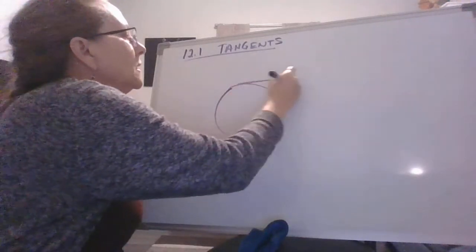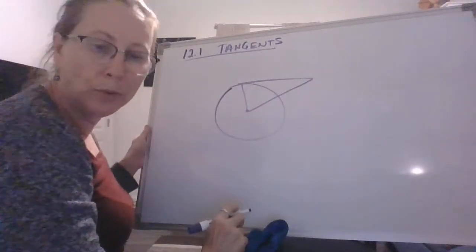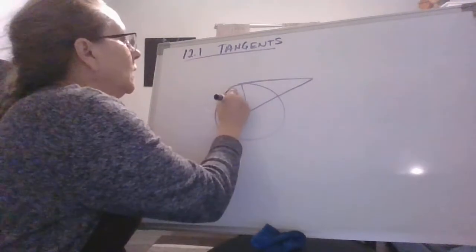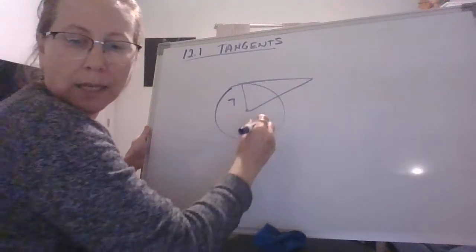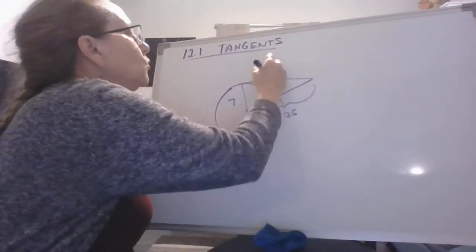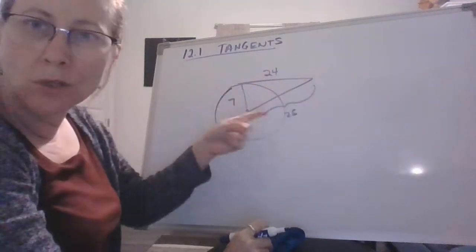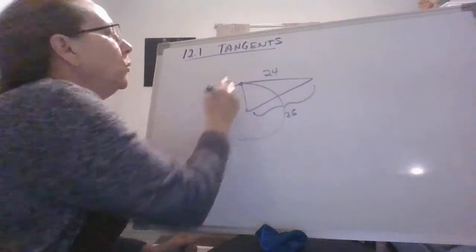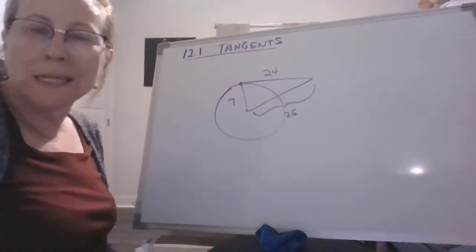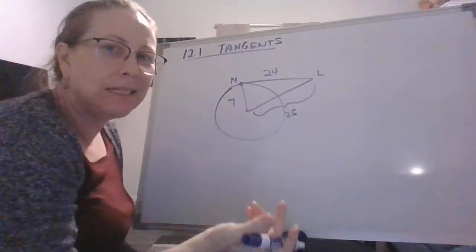So just because it looks like a tangent, you can't say that it is until you prove it. So given a 7, a 25 here, and a 24 over here, you can't say, well, this has got to be a tangent. It's only hitting the circle at one point. The question is actually saying, is ML, is it a tangent?